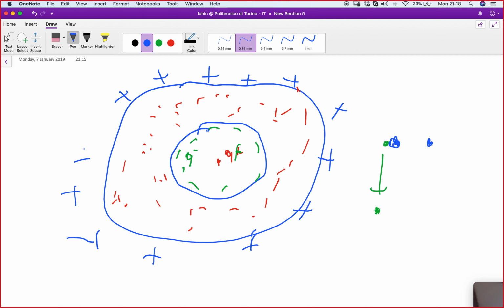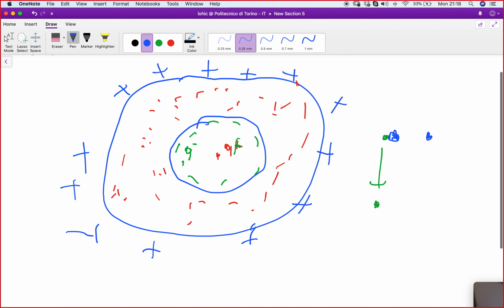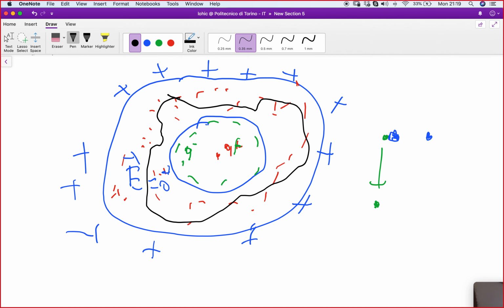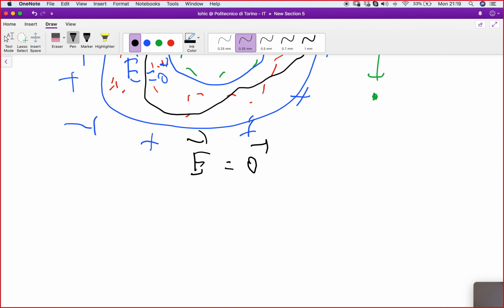Is that clear? Now let's see if all the stuff works. Let's check now if the field here is the null vector. To check that, we use the Gauss theorem. Suppose that I draw any closed surface like this. At any point of this closed surface, I want the field to be equal to the null vector. Yes or not?